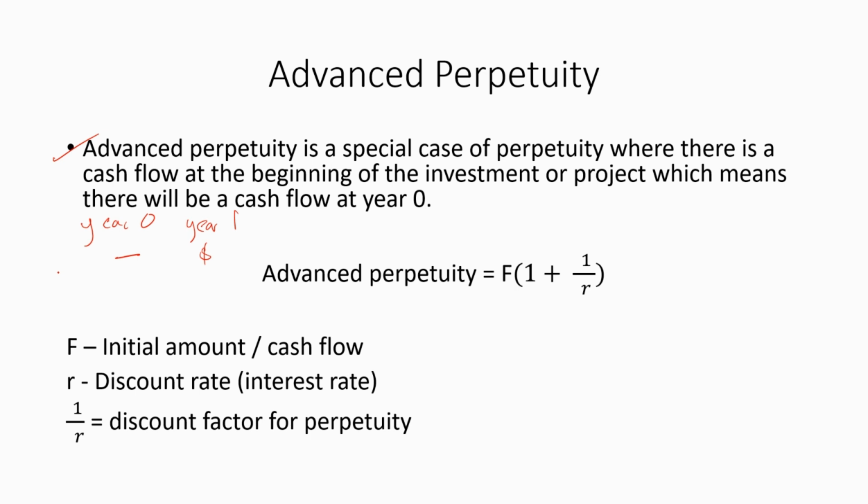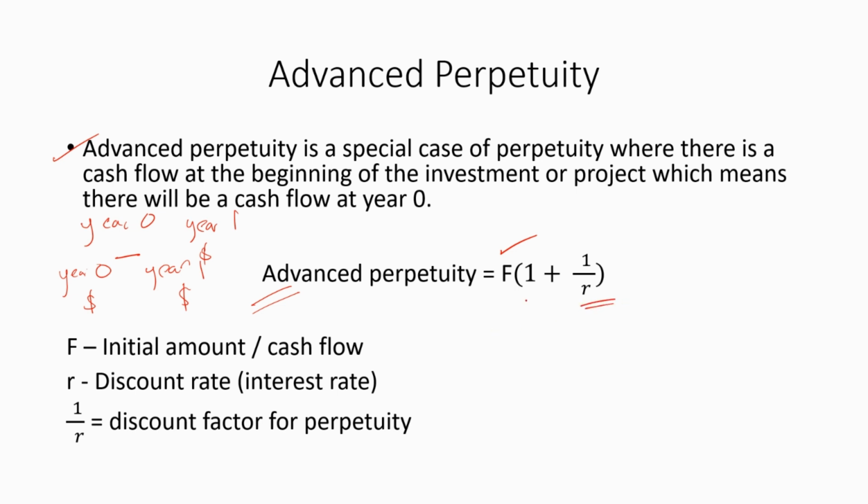Whereas advanced perpetuity means there is a cash flow at year 0 as well. So from year 0 onwards, there will be cash flows. Year 0 means just now or in the present. What we are going to do is calculate the present value of these cash flows. So this is the formula to calculate the advanced perpetuity. This equals the initial amount or the cash flow multiplied by 1 plus 1 over R. R is the discount rate.